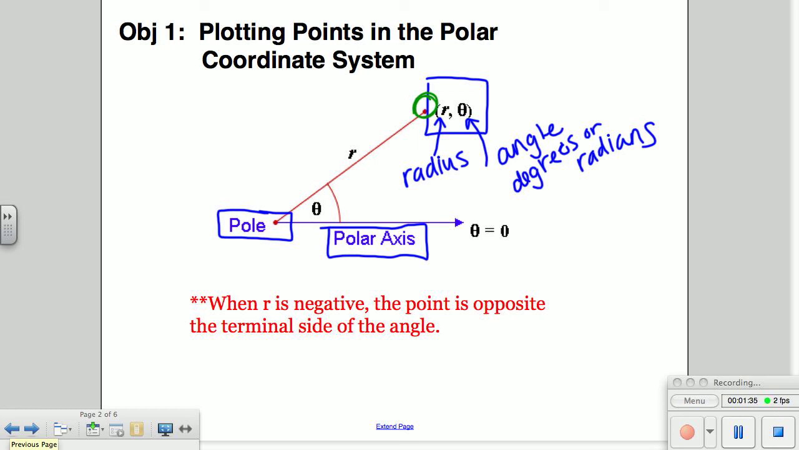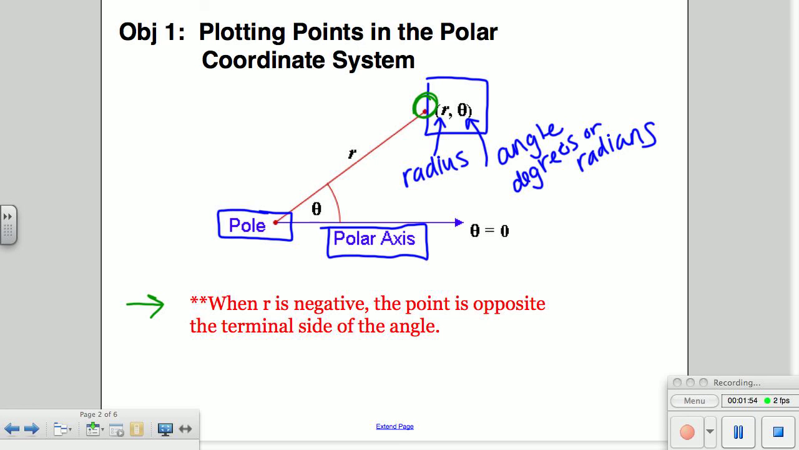You'll notice a statement down here about when your radius is negative. When your radius is negative, the point is going to end up opposite the terminal side of the angle. So you'll plot it as if it was positive, and then you're going to flip it to the opposite side. You'll see some examples of that in just a minute.